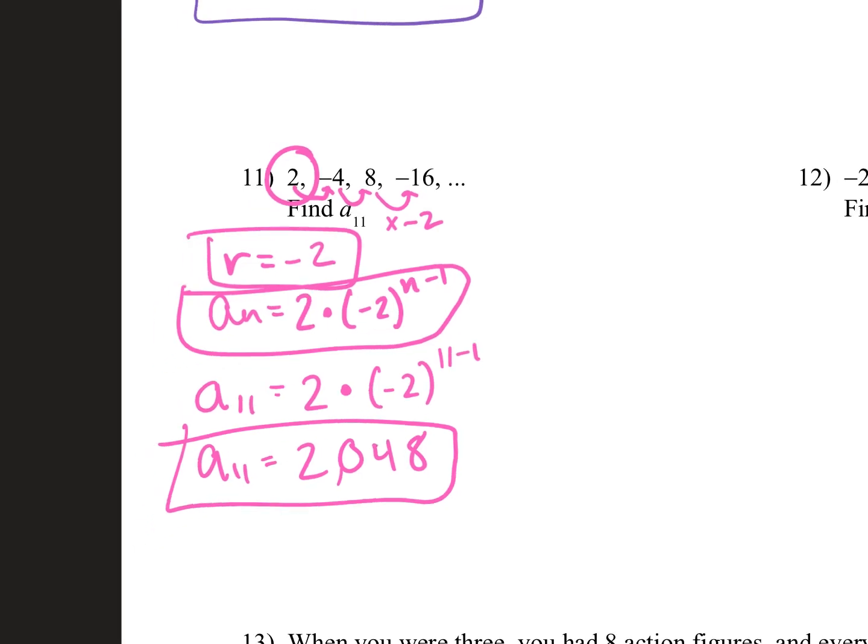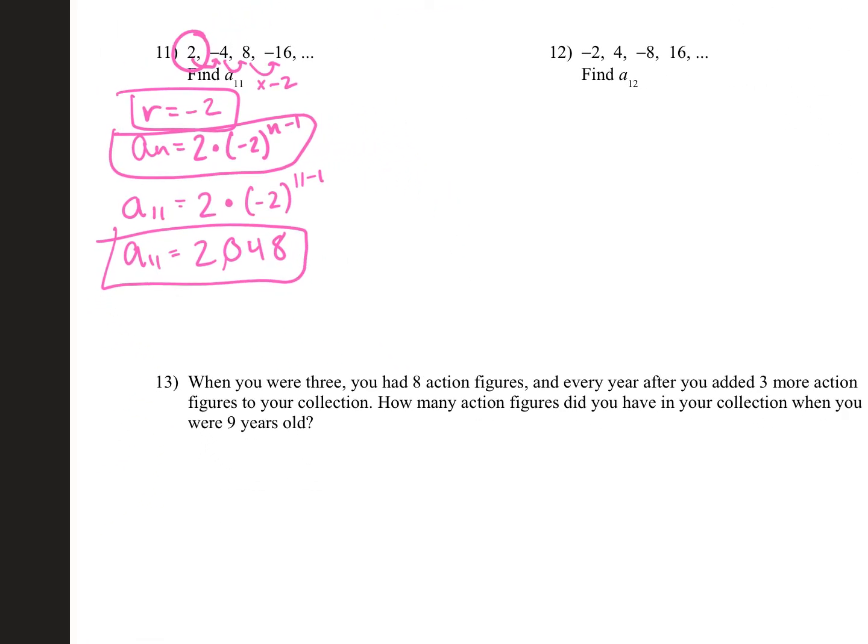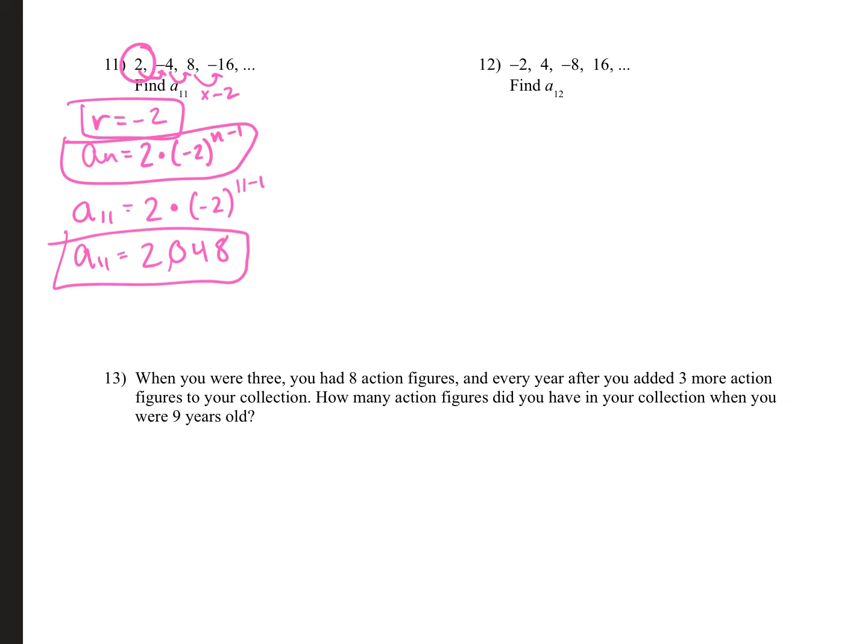All right, let's take a look at 13. This is a question from the quiz. When you were 3, you had 8 action figures. Every year after, you added 3 more action figures to your collection. How many action figures did you have in your collection when you were 9 years old? So when I was 3 years old, I had how many action figures? 8.